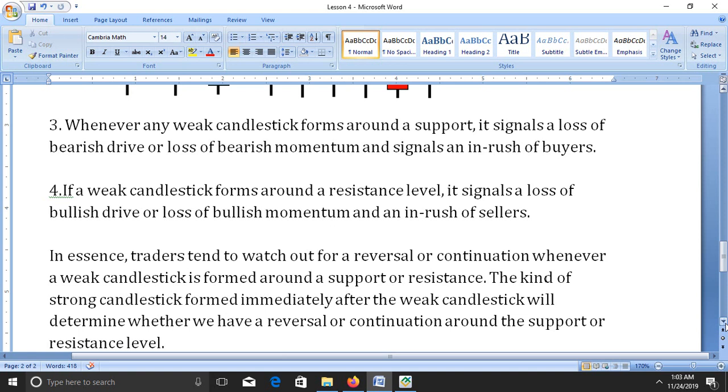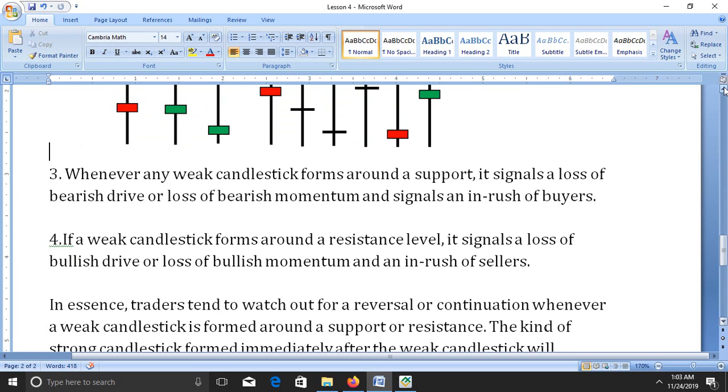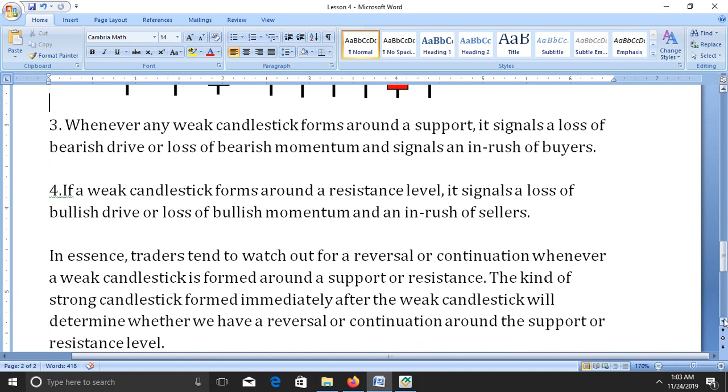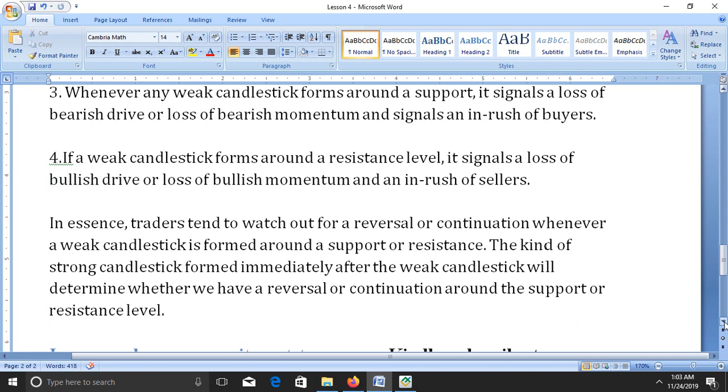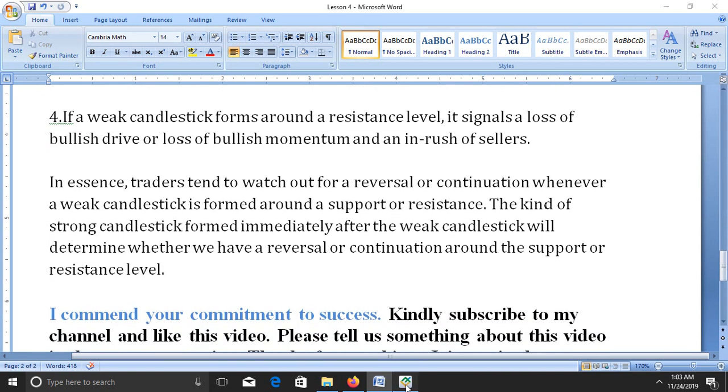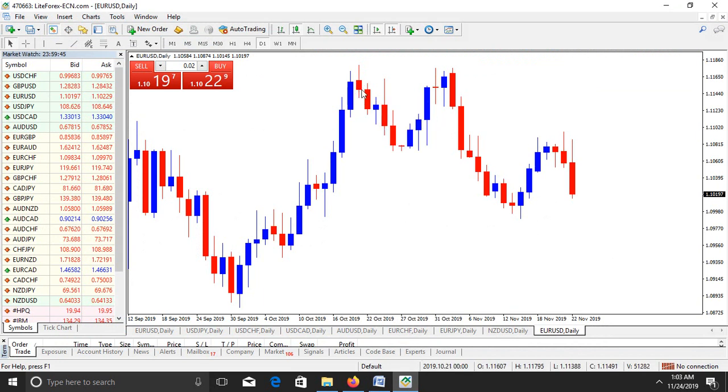So whenever any of these weak candlesticks is formed at the support, that means we should be getting ready to buy. And when any of them is formed around the resistance, that also means we should be getting ready to sell. That means sellers are entering the market already. Okay, so you can see it here. Look at them, they are everywhere, almost at every turning point. This is a weak candle, we signal this sell. This is a weak candle, we signal this buy. This is another weak candle, we signal this sell. And this is another weak candle, we signal this buy.